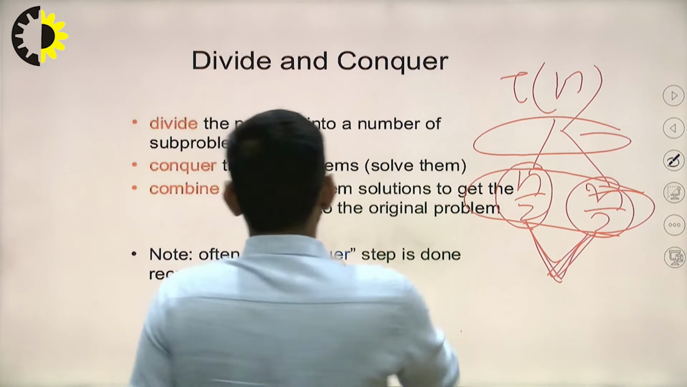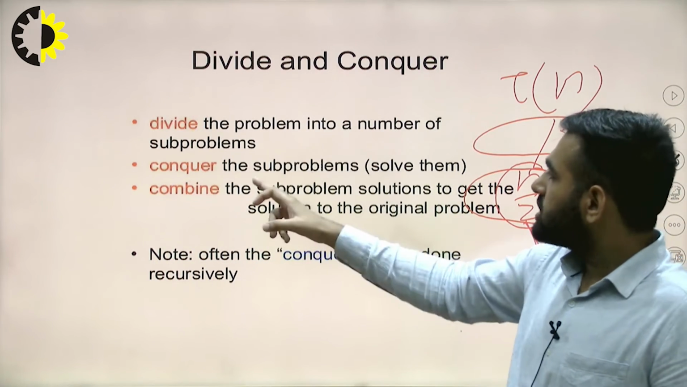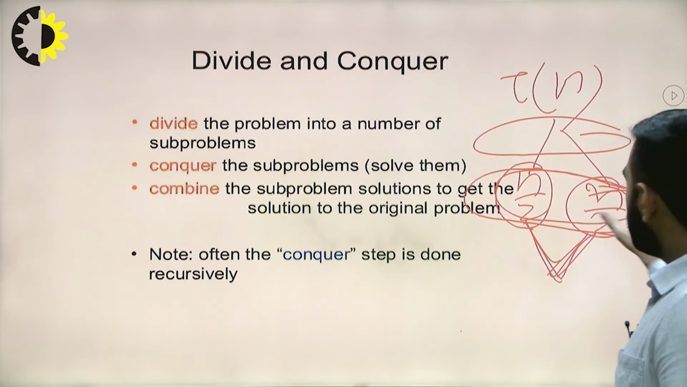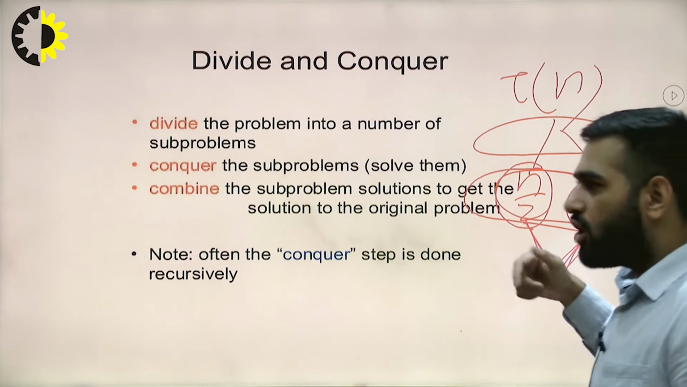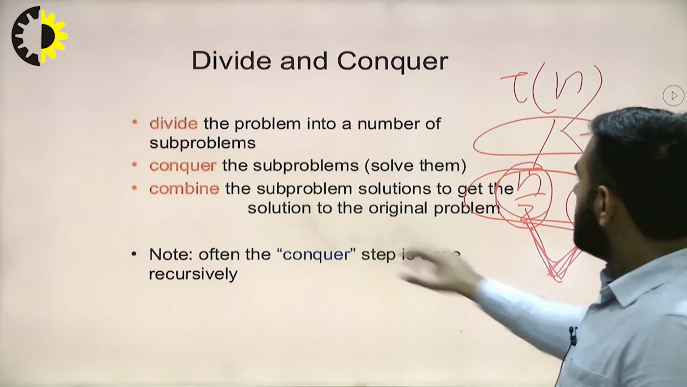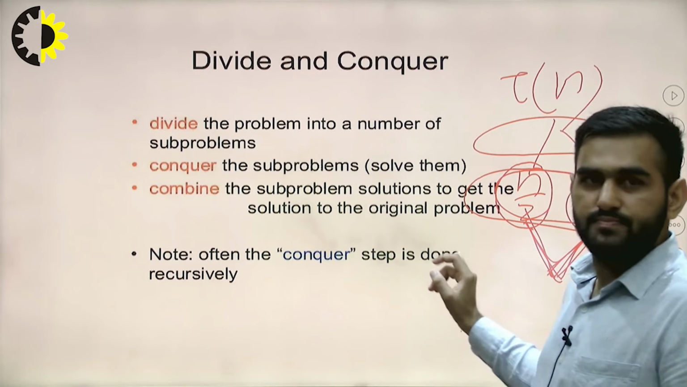As the name itself says, divide. Divide the problem into a number of subproblems. Conquer. That means this step: we have divided the problem, next we will solve the problem. Next, combine. Combine the subproblem solutions to get the solution to the original problem.